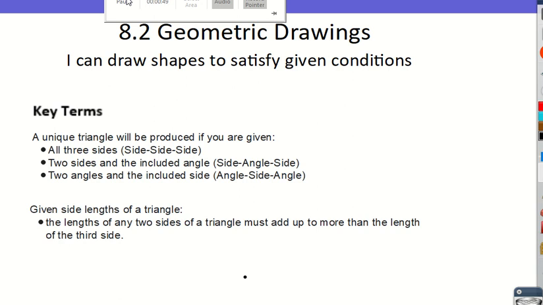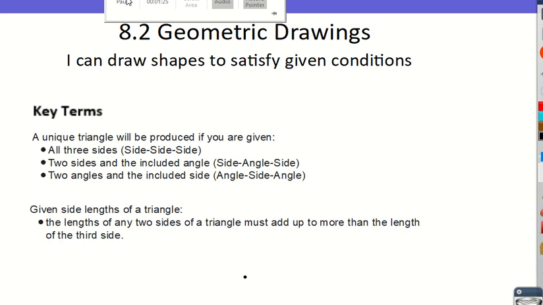If you have two sides and the included angle, what they mean by included angle is that if you have two sides, you have to have the angle that connects those two sides, which is called side angle side. And then you can have two angles and the included side, so angle side angle. It will also make a unique triangle. Okay, so listen, you have to write these down. Otherwise, you're not going to be able to reference what a unique triangle is versus not a unique triangle. So make sure you have these definitions written down.